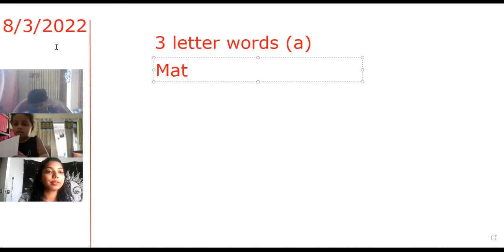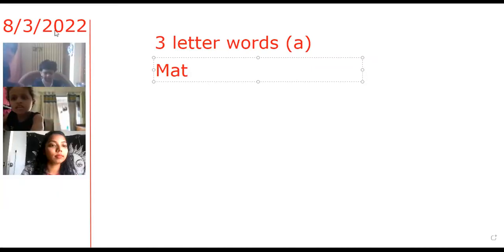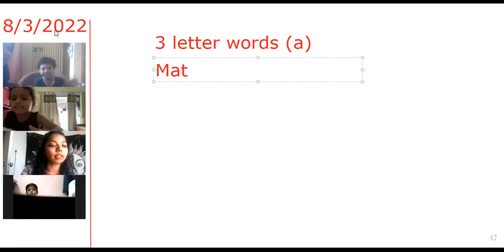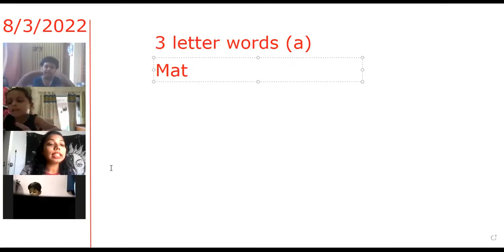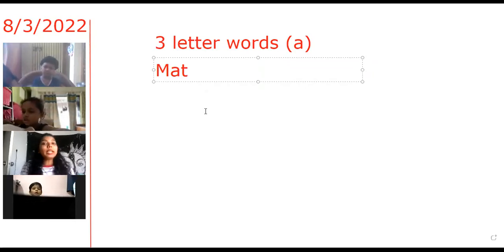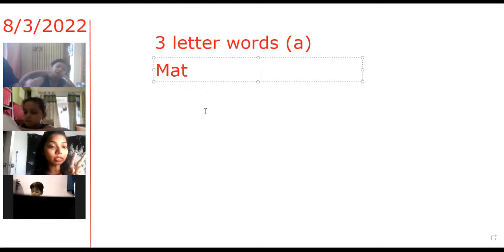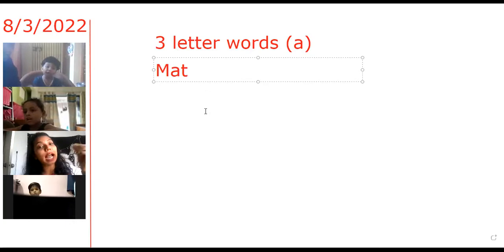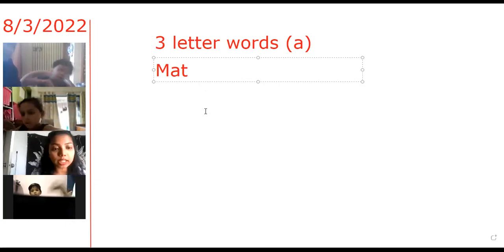Hello, Ezan. You there? Good morning, Ezan. Okay. Ezan, quickly write down whatever I have written on the board. Today we are doing three letter words. Okay? Yesterday we did two letter words, remember? Ma, a, ma. Today we will do three letter. We will add one more letter to it and it will become three letter words.